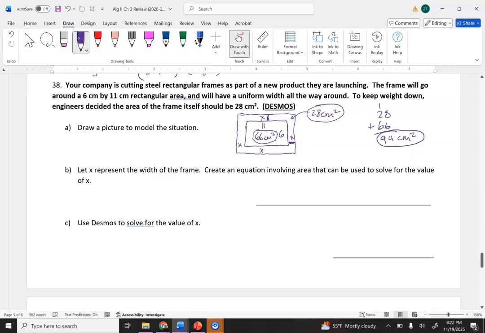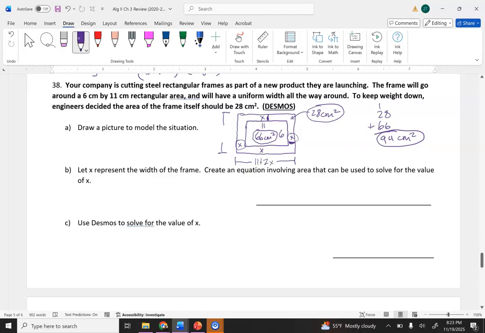So all I do is think about what's the new base and what's the new height of this rectangular area. The inner part is 6 by 11, but what's the total base length and the total height length? For the base length here, the inner part is 11, and then we're basically just adding on a length of x to both sides of that 11. So we're doing 11 plus x plus x, which could be represented as 11 plus 2x.